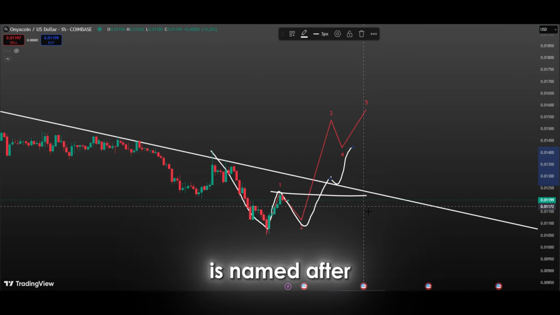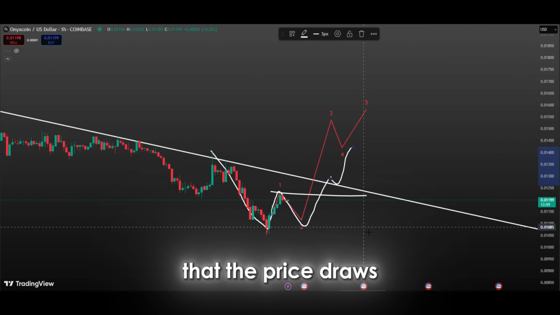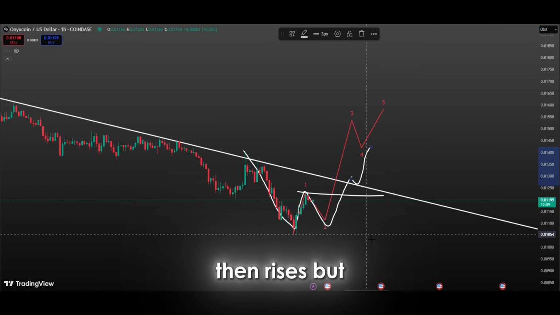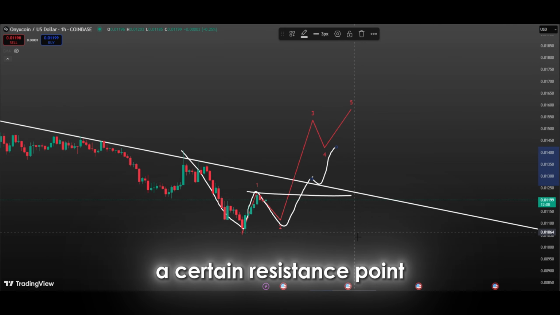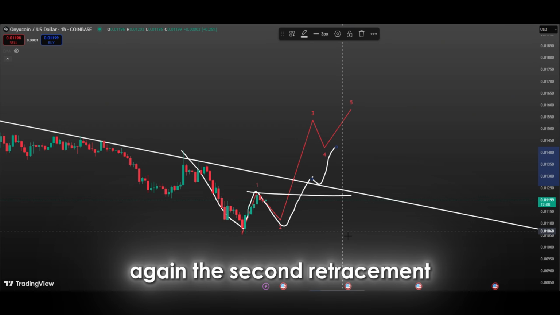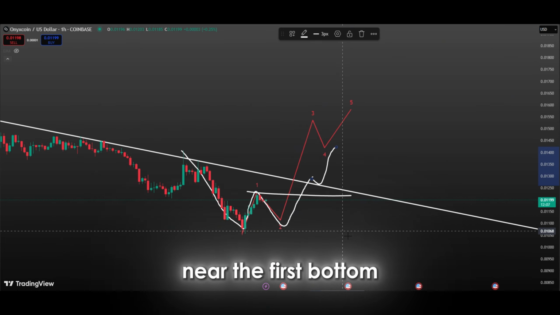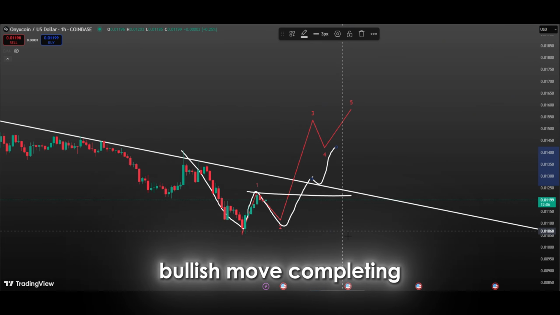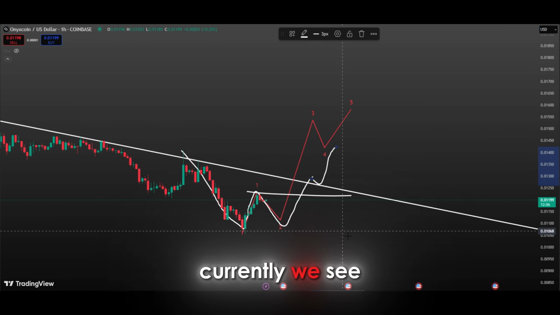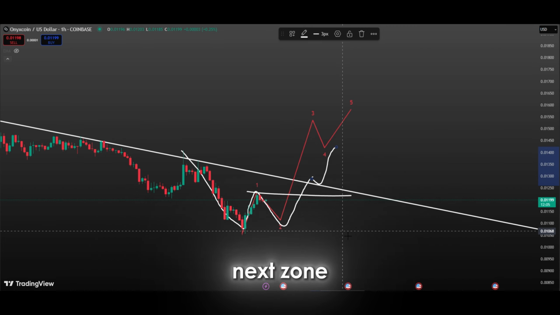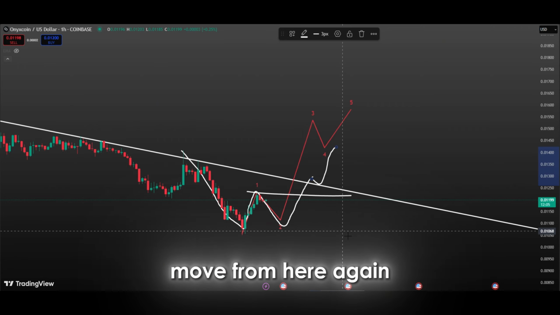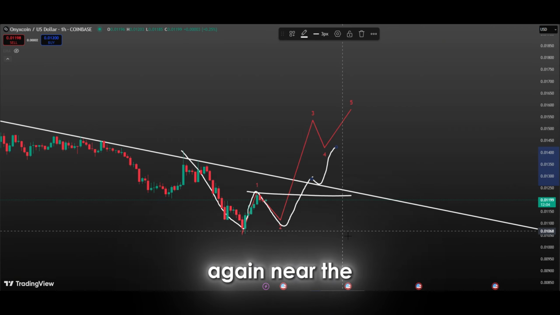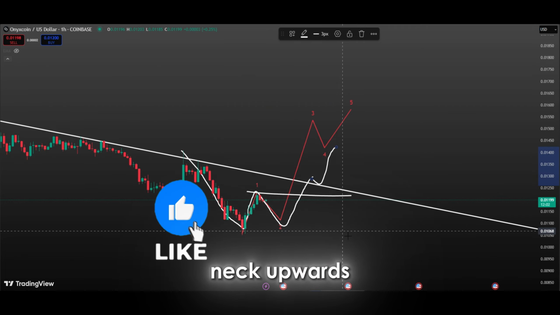The W pattern is named after the visual structure that the price draws. The price first makes a bottom, then rises, but gets stuck at a certain resistance point and pulls back again. The second retracement usually finds support near the first bottom, followed by a bullish move, completing the pattern. Currently, we see that the price is in the neck zone. If the price makes a downward move from here again, and turns up again near the previous low, this pattern will be valid. In order for the pattern to be completed, the buying from the second low should be strong and the price should break the neck upwards.